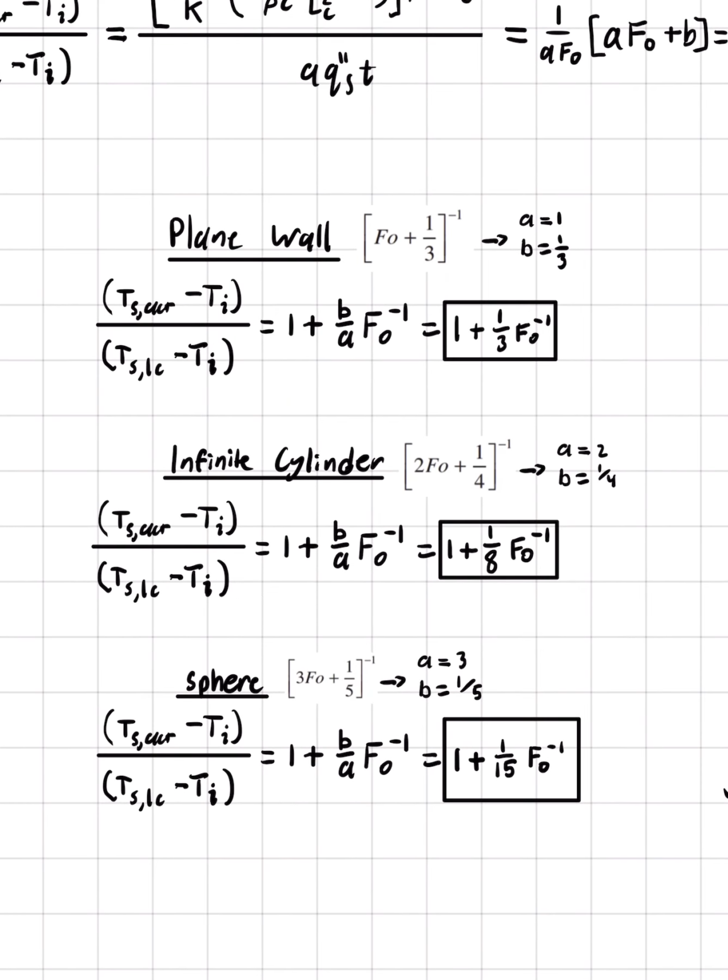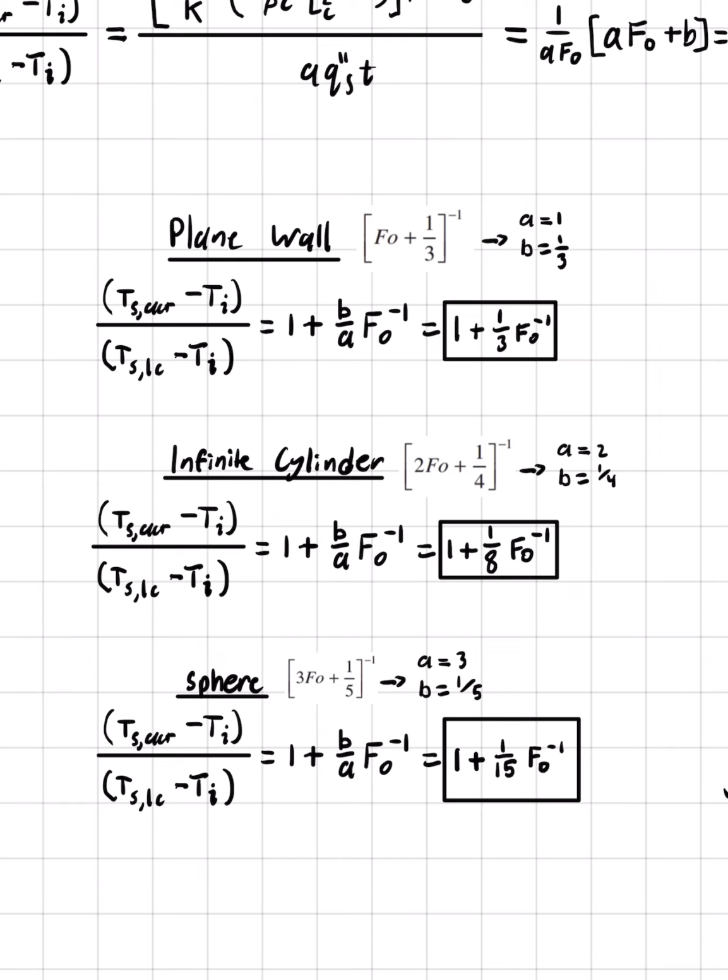We're just going to plug in each of the cases by pulling the A and B out of the table and solving for each case. First, for the plane wall, the solution is the Fourier number plus 1 over 3, inversed. So A equals 1 and B equals 1/3. You get Ts actual minus Ti over Ts lumped capacitance minus Ti equal to 1 plus B over A times the inverse of the Fourier number, which just equals 1 plus 1/3 times the inverse of the Fourier number.